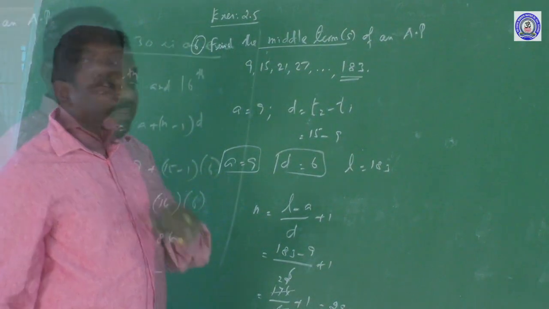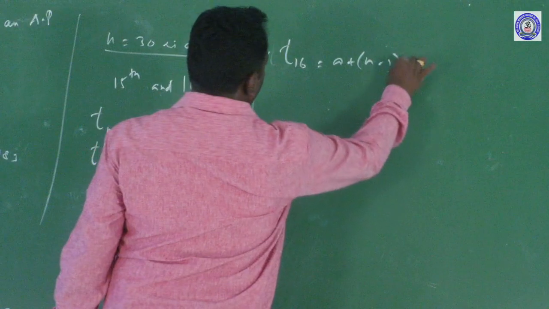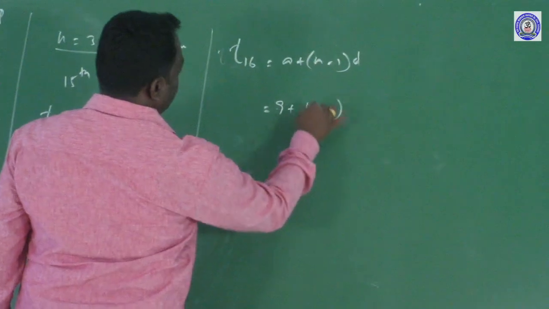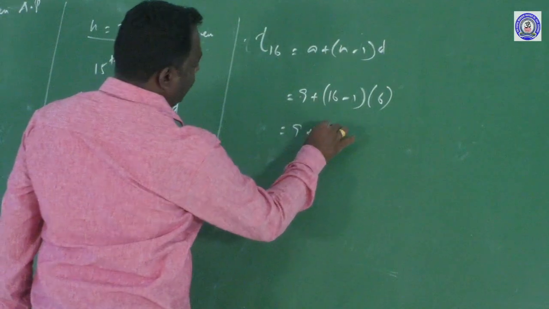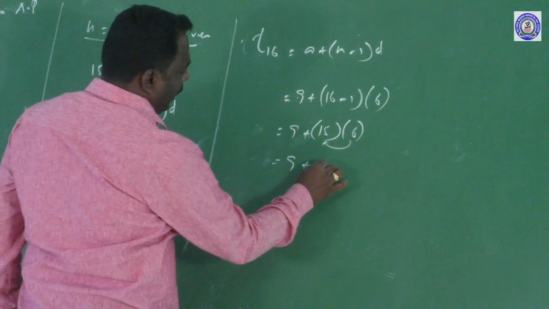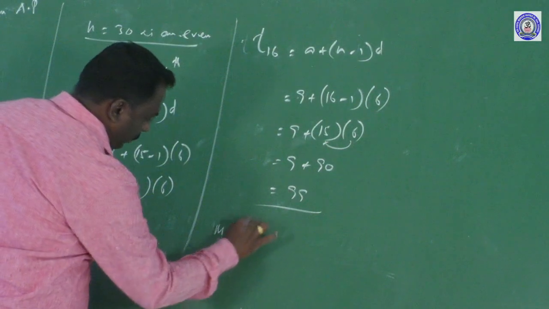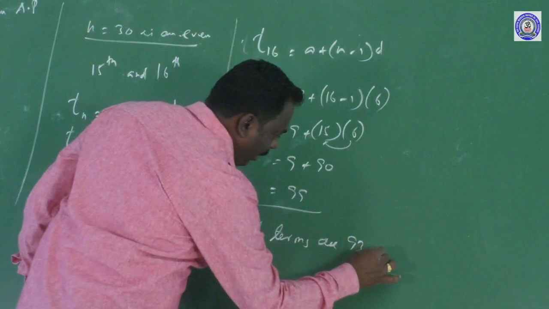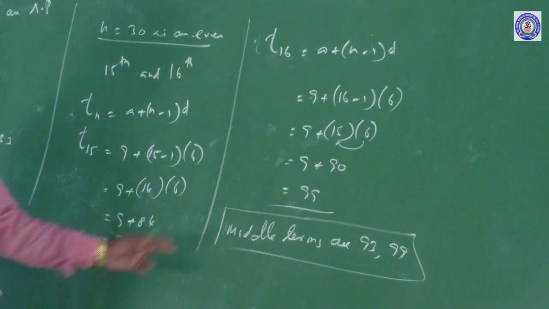Since n is even, the middle terms are T15 and T16. T16 is equal to a plus (n minus 1) into d. The value of a is 9, plus n equal to 16 minus 1, into the common difference 6. That is equal to 9 plus 15 into 6, which is 9 plus 90, equal to 99. Therefore the two middle terms are 93 and 99.